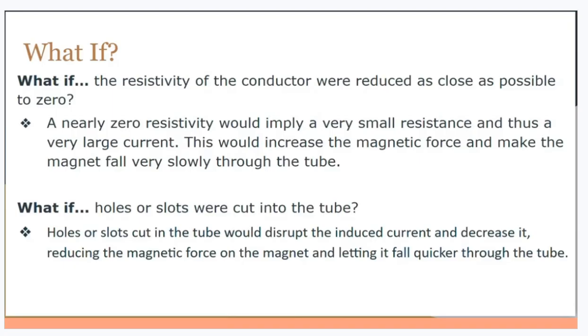So, the what-ifs. What if the resistivity of the conductor were reduced as close as possible to 0? This would make a very small resistance and a very large current, which would increase the magnetic force and make the magnet fall very slowly through the tube. The less resistance you have, the higher the current can go. What if holes or slots were cut in the tube? Holes or slots would disrupt the induced current and decrease it. It would be like increasing resistance there. It's taking longer for less field to be created from that.